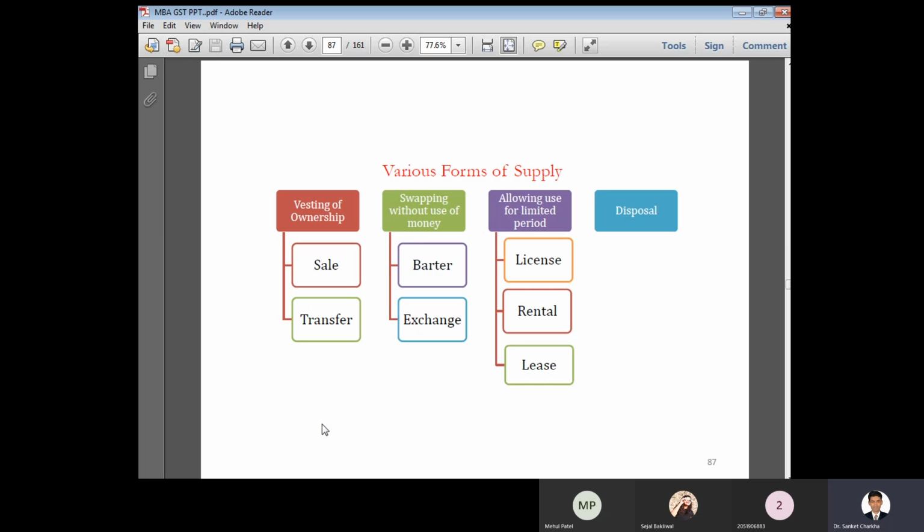The third form of supply is allowing the use for a limited period. Certain goods are provided for an unlimited period and certain goods are provided for a limited period. The first consideration is the concept of licensing. In licensing, you can provide a license to a particular person, which is always a paid form, and accordingly you can collect money or certain charges from that person and provide the license for this particular use.